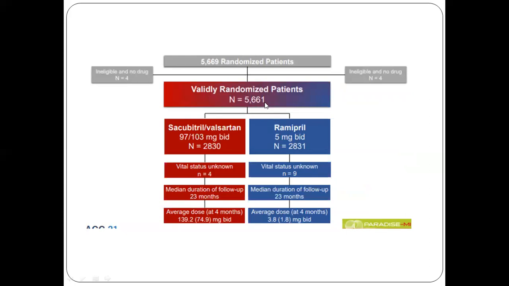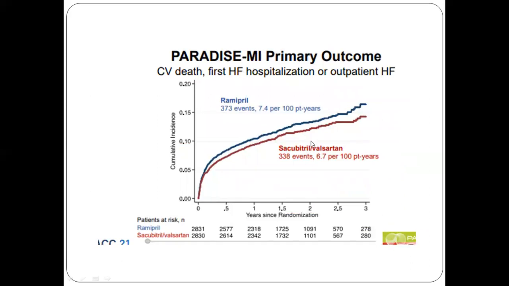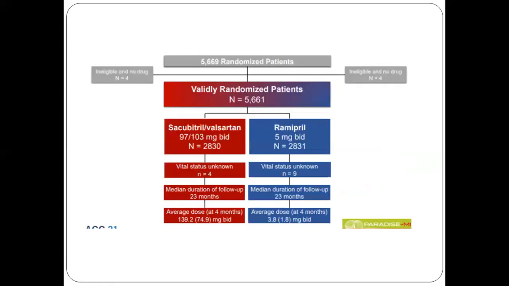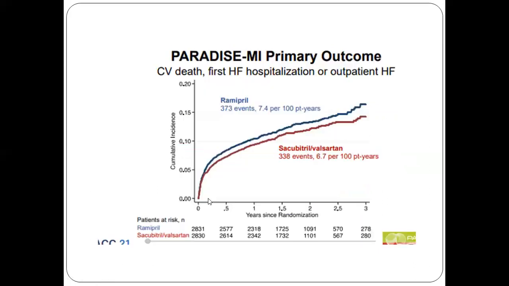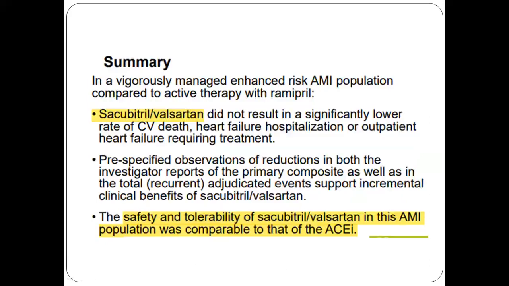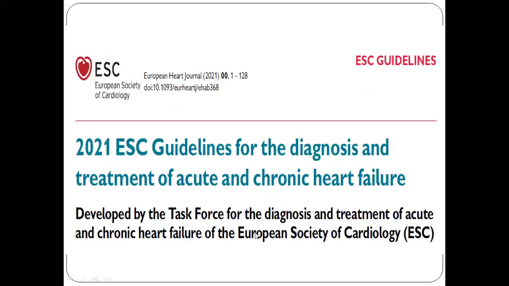In total there were 5,600 patients, half receiving sacubitril valsartan and half receiving ramipril. What they saw is that patients taking sacubitril valsartan had decreased cardiovascular death and first heart failure hospitalization, but this was not found to be statistically significant because the follow-up period was only around 23 months. So this study showed that sacubitril valsartan did not result in a significantly lower rate of cardiovascular death, heart failure hospitalization, or outpatient heart failure requiring treatment. The safety and tolerability of sacubitril valsartan in this MI population was comparable to that of AC inhibitors.